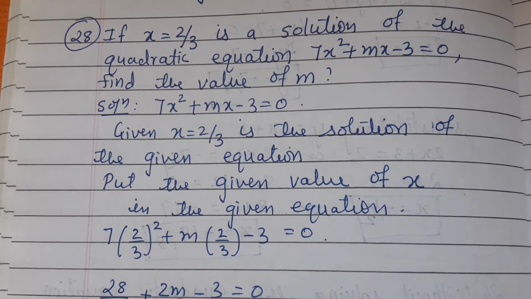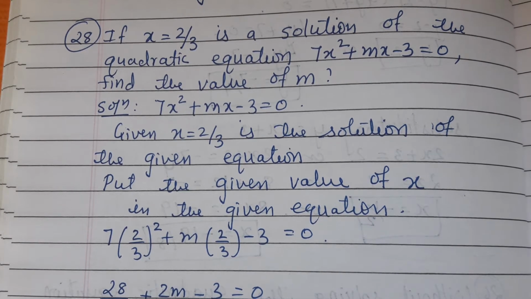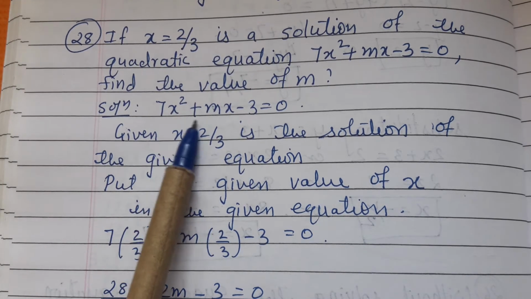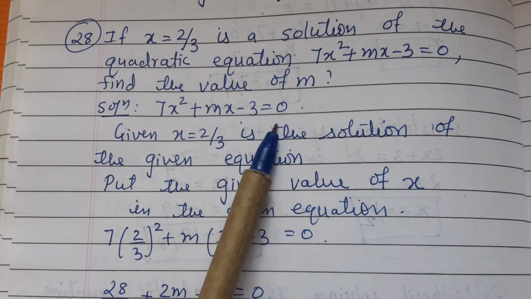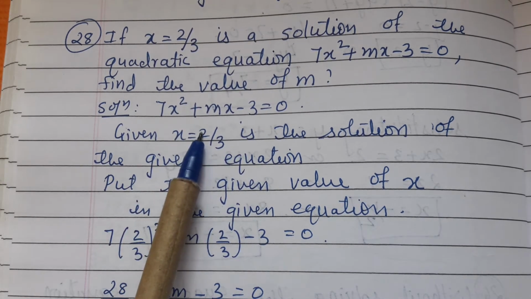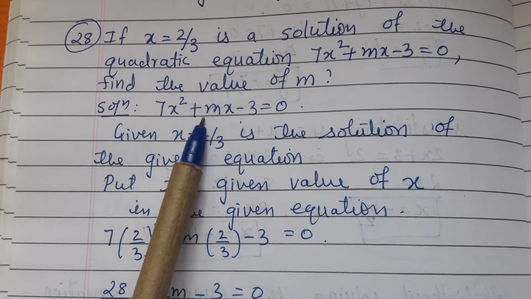Sum number 28. If x is equal to 2 upon 3 is the solution of the quadratic equation 7x square plus mx minus 3 is equal to 0, find the value of m. So what is the quadratic equation? 7x square plus mx minus 3 is equal to 0.